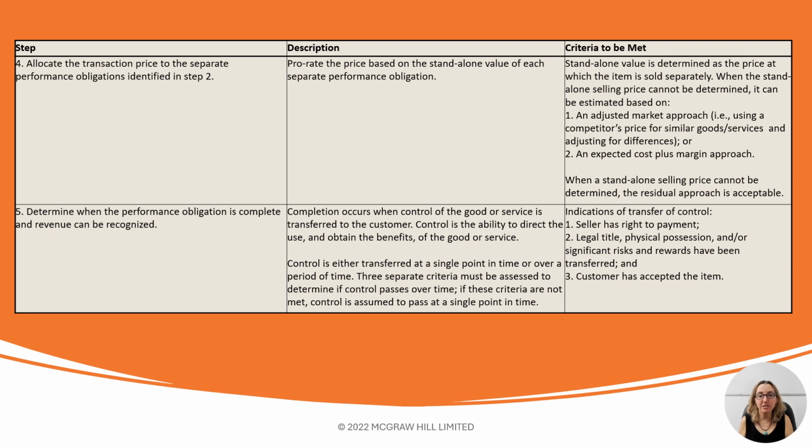And 3 separate criteria must be assessed to determine if control passes over time. And if the criteria are not met, the control is assumed to pass at a single point in time. And again, there are examples that you can go through that will help with this.